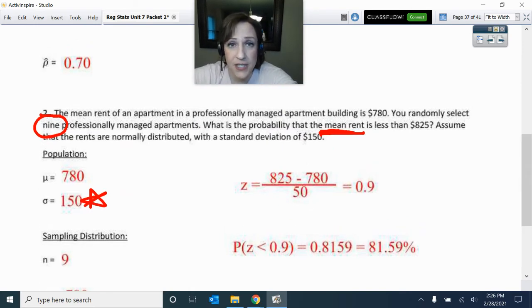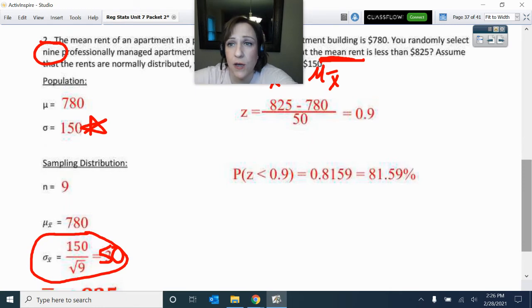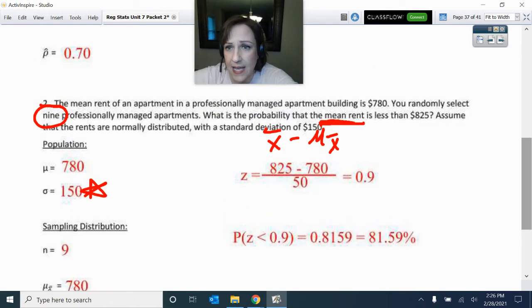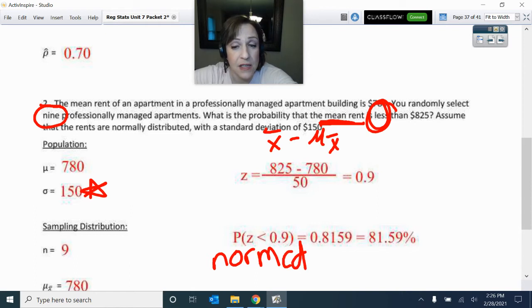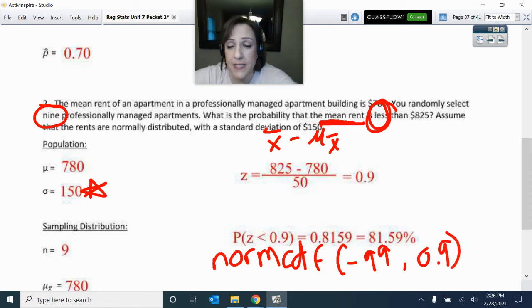So then there's the z-score, x bar minus the mean of the x bars over the standard deviation of x bars. And if I'm asking what's the probability that they are less than, I'm doing norm CDF from negative 99 up to negative 0.9. And that was 81.59%.